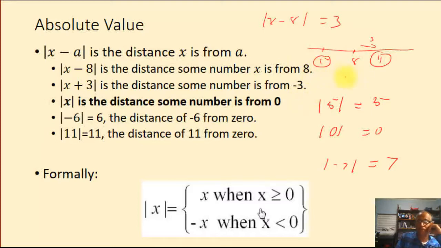Notice in this case, 5 minus 8 gives me negative 3. But then the absolute value of negative 3 is 3. And so you can see this for this also, right? The absolute value of x plus 3 is the distance of some number from minus 3.